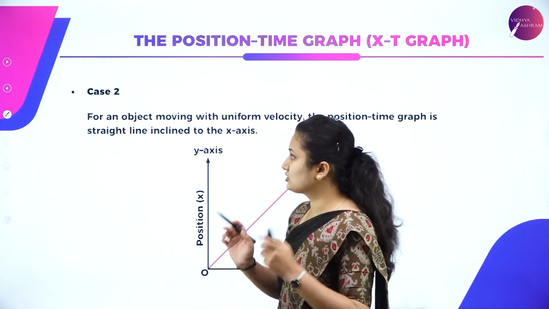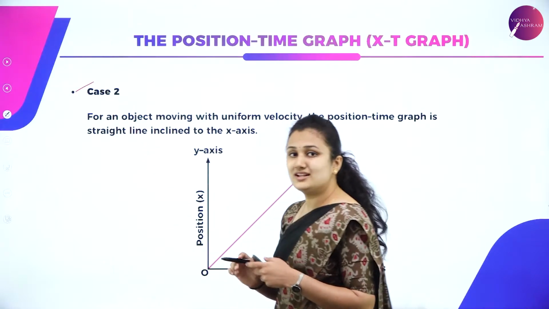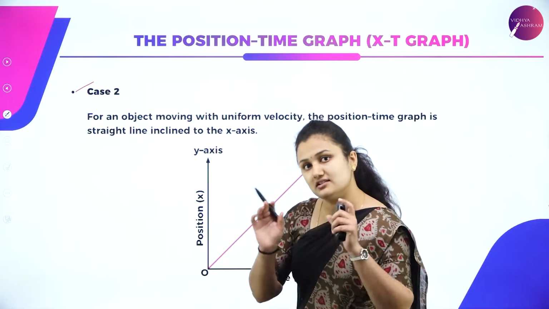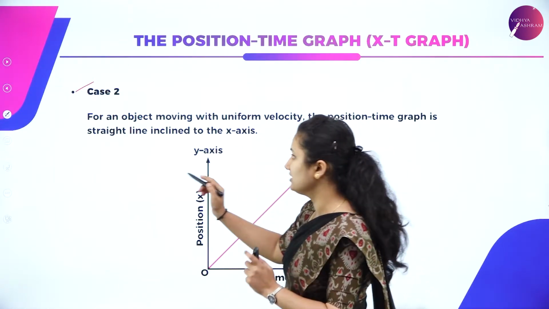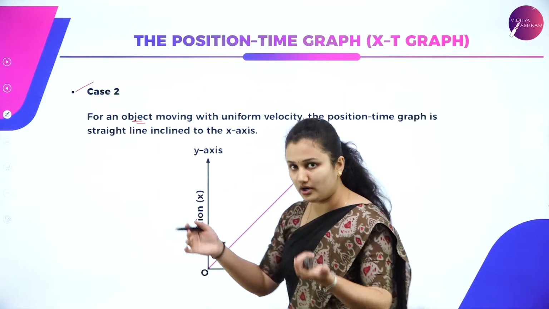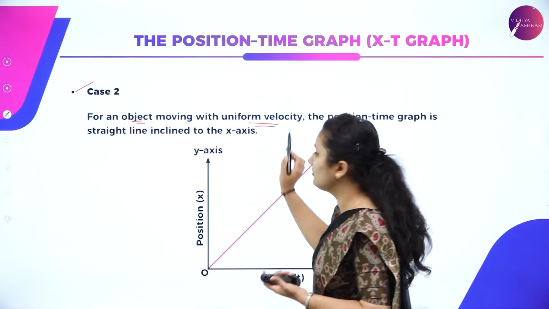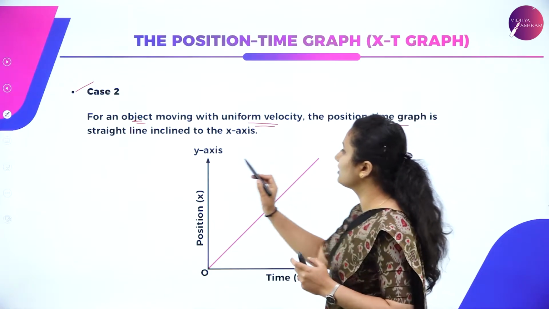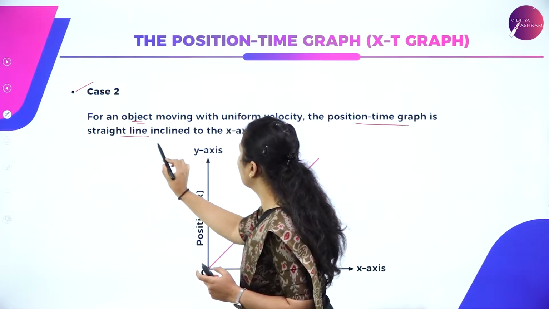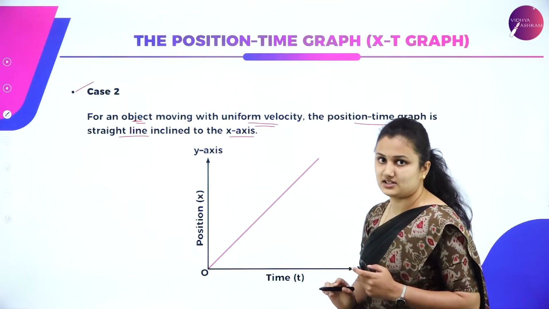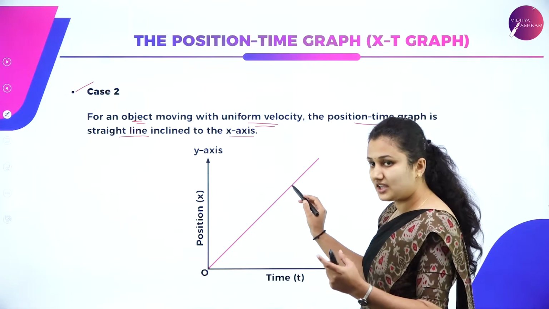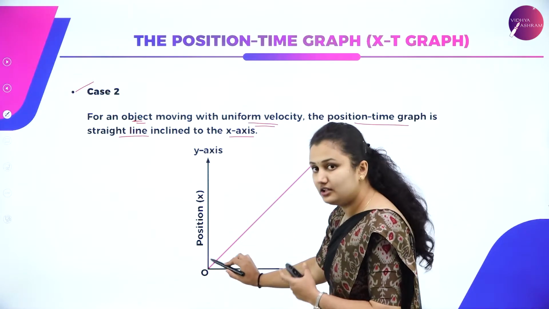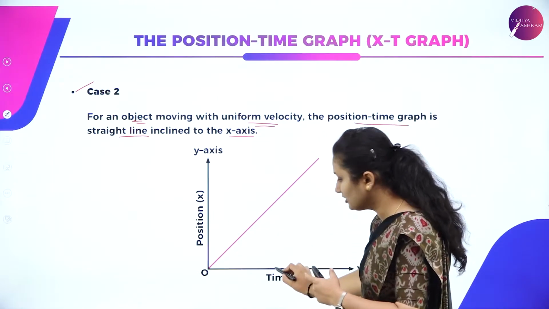Then what is case 2? Look at case 2 here. Similar to case 1, where it was at rest, now in case 2 you have an object or a body moving with a uniform velocity. Moving with a uniform velocity, the position time graph is a straight line inclined to the x-axis. In the previous case 1, you had a straight line parallel to the time axis. Here you have a straight line inclined to the x-axis.